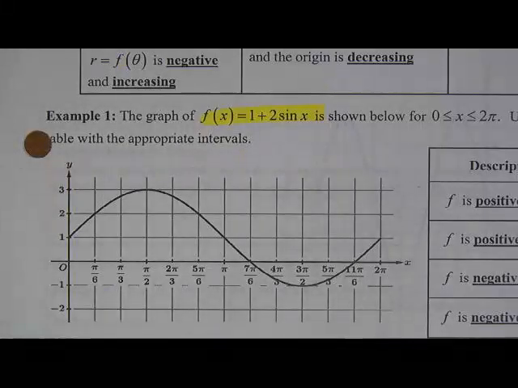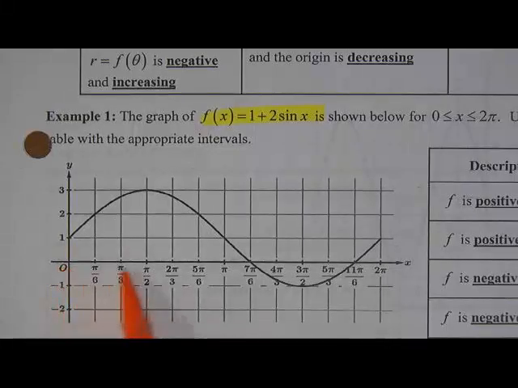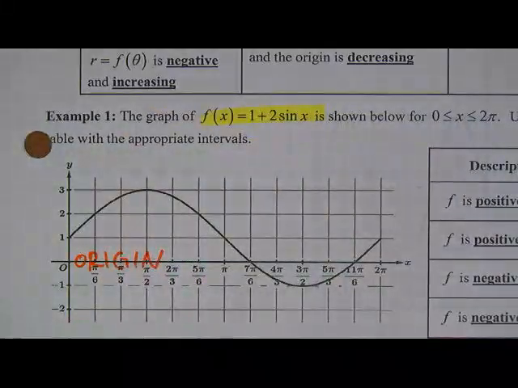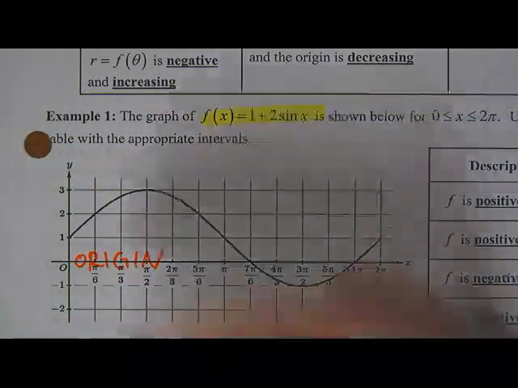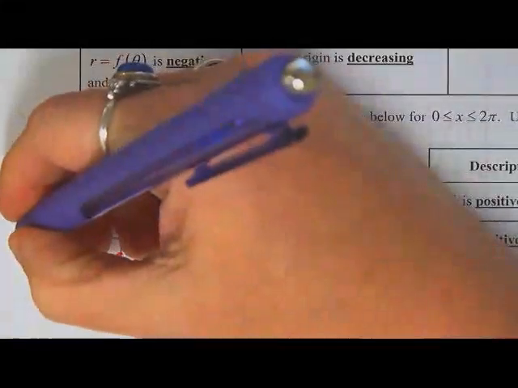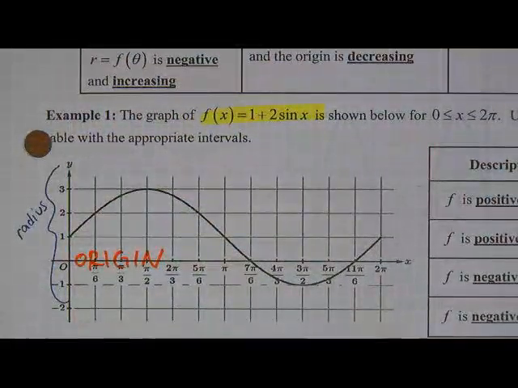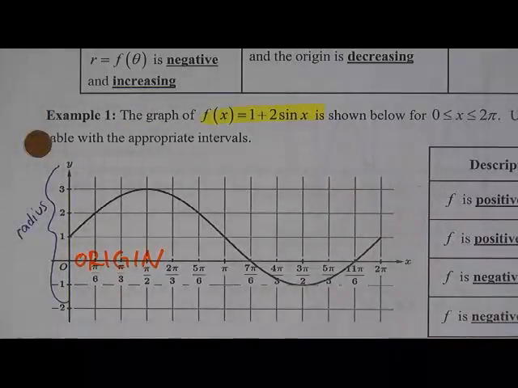I think I'm going to teach this to you a little bit easier than I did first period. If I tell you that this axis right here acts like the origin, and the vertical axis is your radius, think r. The idea of what you're going to learn on the first page and practice on the second page is, what interval is this graph getting further away from the origin, and what intervals is this graph getting closer to the origin?